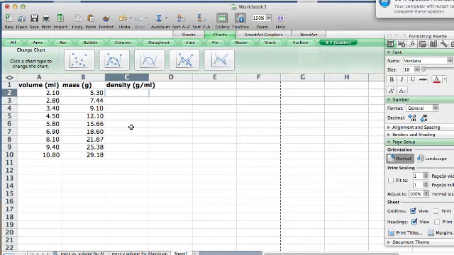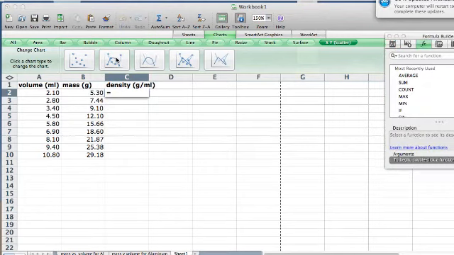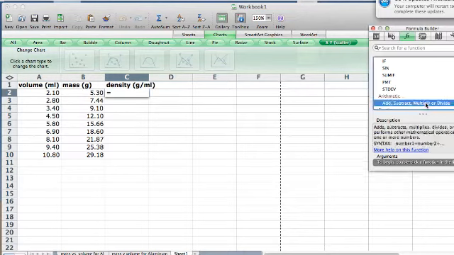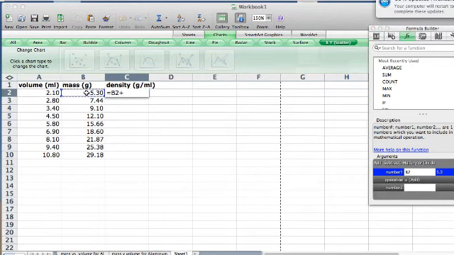there's two things I can do. I can insert a function. And I get a box that pops up over here. On the Mac, it's a formula builder, and I think on a PC you also get a function box. And I want to divide, so if I scroll down, I find under arithmetic, add, subtract, multiply, or divide. I double click on that, I get a box down here that is asking me, well, what numbers do I want to divide? Well, I want to start with my mass, so I'll click on that.